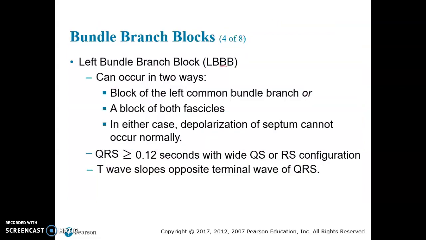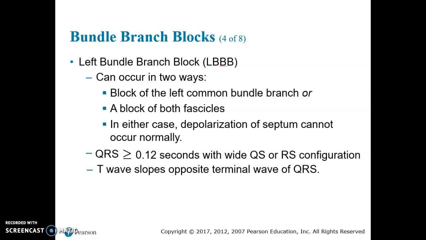Now let's talk about the left bundle branch block. With the left bundle branch block, it can happen in two ways, okay? A block of the left common bundle branch, or it could be a block into both fascicles, because remember, the left bundle branch has two fascicles that branch off of it. So we could see a block in the common branch, or we could see a block in either one of those fascicles, is what I'm trying to say. I got a little bit tongue-tied, so I do apologize about that.